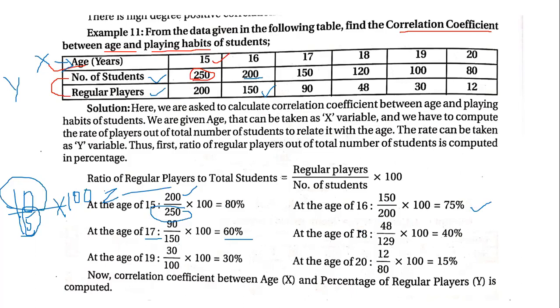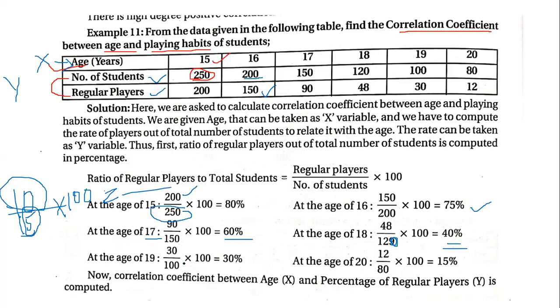Then for age 18, 120, sorry, there is some mistake here. Just calculate and check which is the correct answer. If I have to take 120 or 48, just hold on. I think I have to take 48. Okay, that is 120. It's not 129. There is some typing mistake here. So make this 120. So 48 by 120 will be 40%. So at the age of 18, 40% of the students out of 120 are regular players.